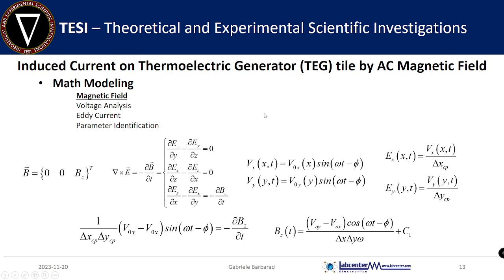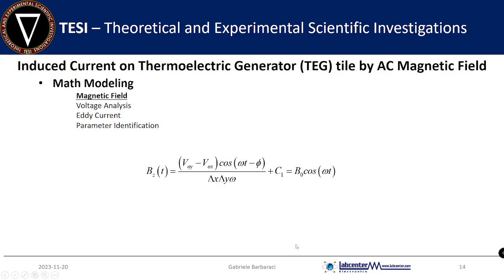The first thing to do is to model the magnetic field. We know that the component is along the Z direction, and the curl of E, the curl of the electric field, is equal to minus the differentiation of B with respect to time. From there we extract the signal of the electric field, which is related to the potential through this relation. By having this relation and replacing it in the last equations, we carried out the expression of the magnetic field.